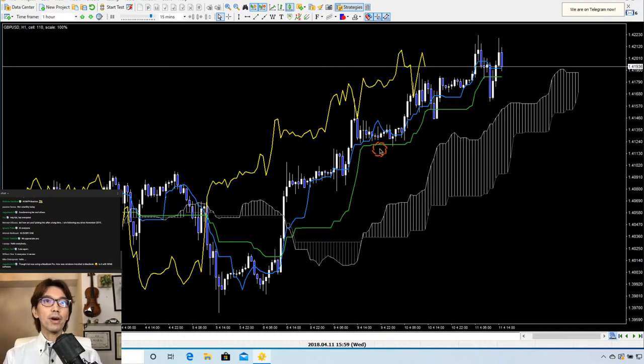Yeah, so I'm using Parallels, what I call, this is a MacBook Pro, but I installed Windows over the Mac, and I installed this Forex Tester 4 over the Windows, and running it right now.